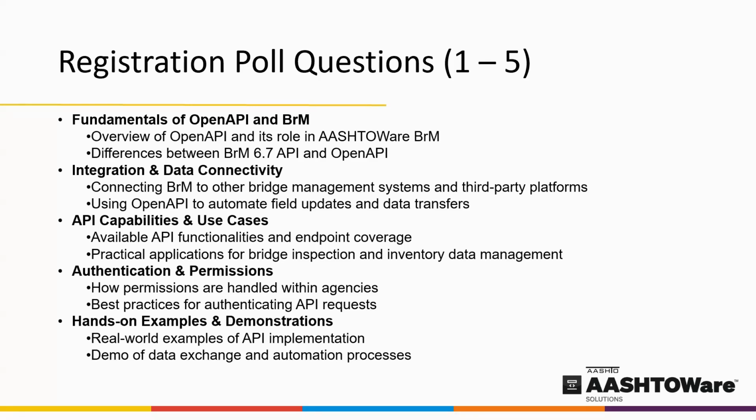AASHTOWare OpenAPI cannot get around application permissions. It's additive. So without AASHTOWare OpenAPI subscription keys, you can't even get into the yard. But in order to get through the front door, it still requires the application permissions.